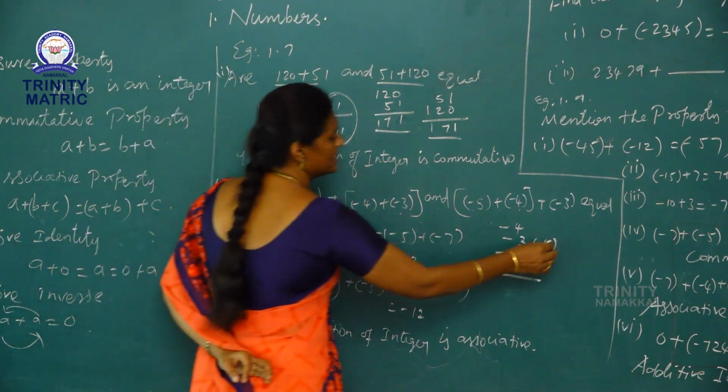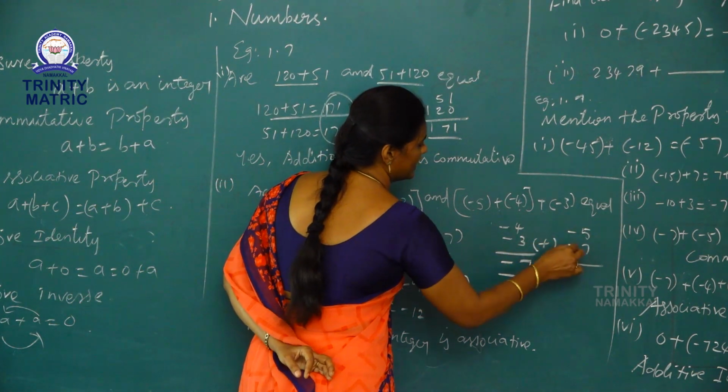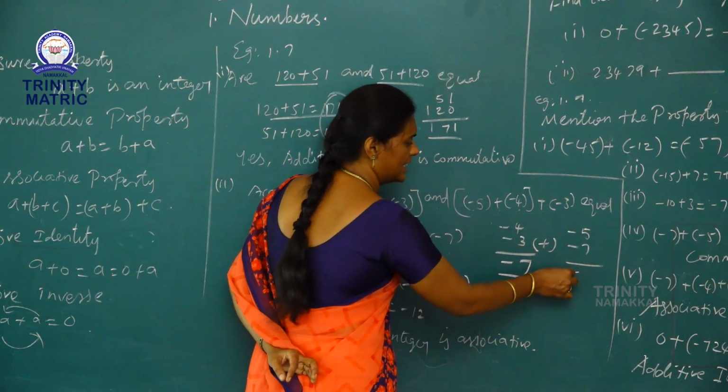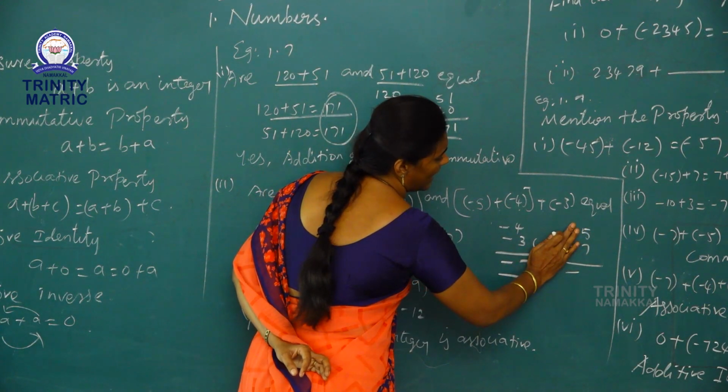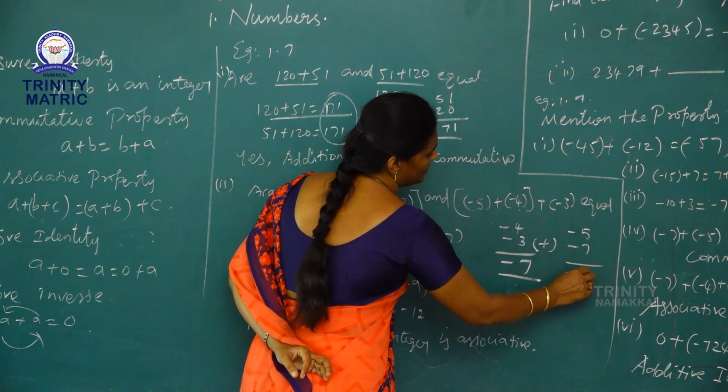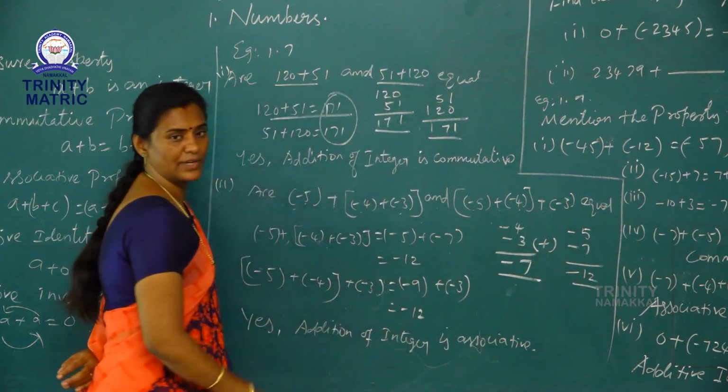Again here, minus 5, minus 7. Here the signs are the same. Put the same sign in the answer. Just leave the sign. Now we add the numbers: 5 plus 7, 12. See, the answer is minus 12.